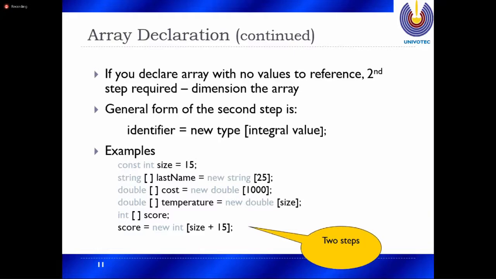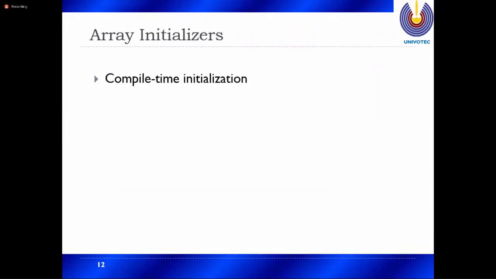Okay, today I plan to take only one hour. You can manage. Then score equal new int size plus 15. Already 15 is there. Size plus 15 is 30 elements. Then we use the new keyword to create the array. String, open square bracket and close bracket, last name equal new string 25. This is the declaration of the array; it declares and initializes the array also.